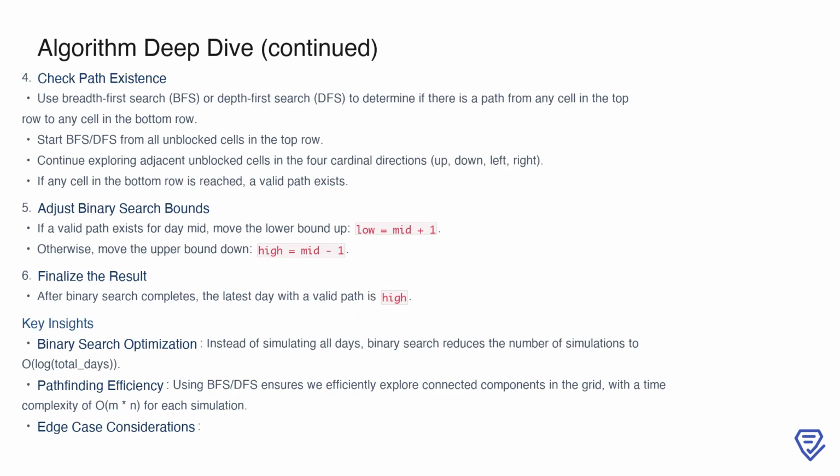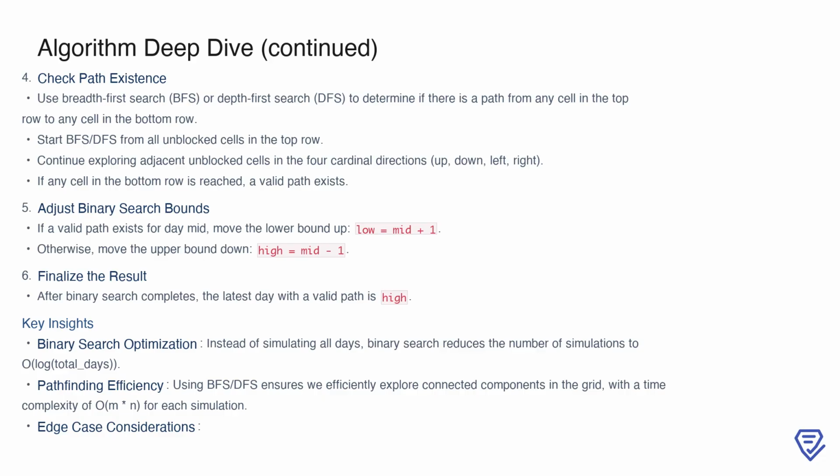Once we simulate the grid for a given day, the next step is to determine whether a valid path exists from the top row to the bottom row. We can achieve this using either breadth-first search, BFS, or depth-first search, DFS. Starting with all unblocked cells in the top row, we explore adjacent unblocked cells in the 4 cardinal directions. If any cell in the bottom row is reached during this exploration, we know a valid path exists.